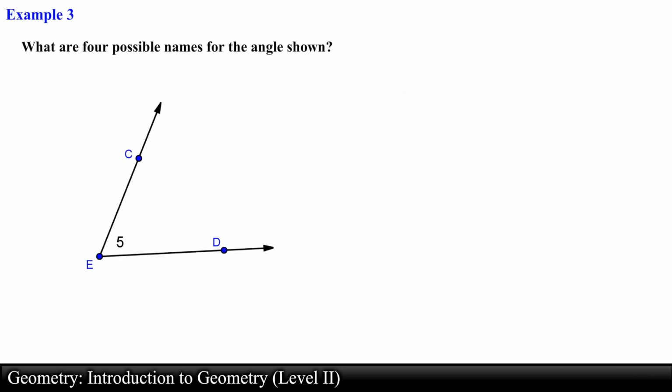Alright, let's try the next example. What are the 4 possible names for the angle shown?